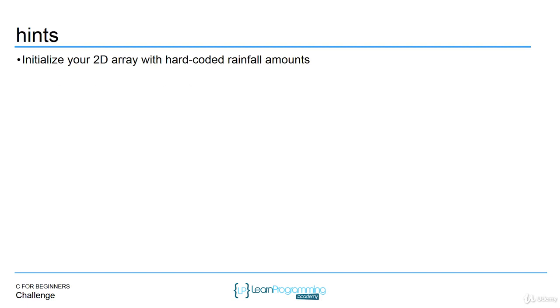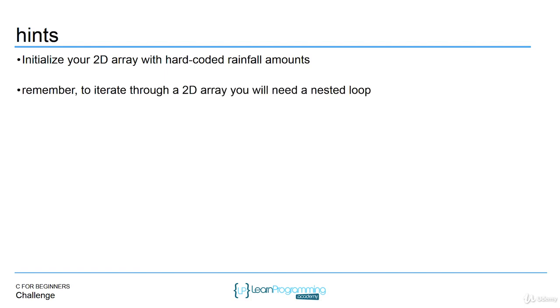So you want to initialize your 2D array with hard-coded rainfall amounts. We know how to initialize an array. For a 2D array, you can initialize rows, so you can have brackets inside of the brackets to represent each row. And each row has 12 columns, so you would have 12 floating point values. Then you separate each row by commas, and you just create new brackets. We should know how to do that. And again, just a reminder, to iterate through a two-dimensional array, you're going to have a nested loop, basically one inner loop. If it was a 3D array, you'd have to have two inner loops.